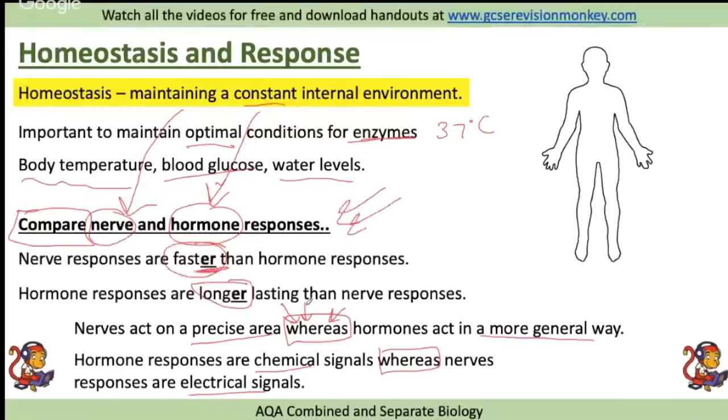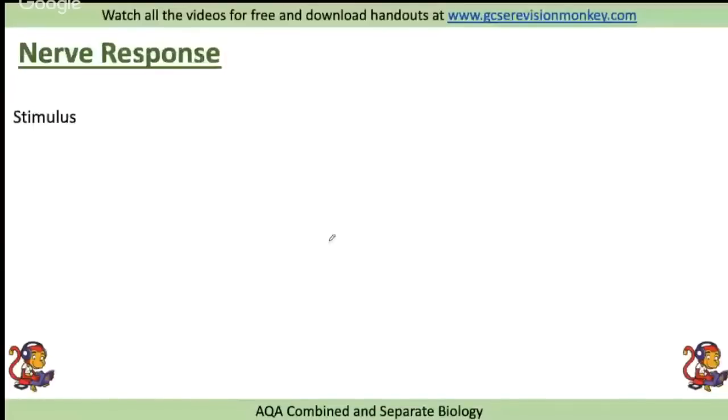Let's delve into a little bit more detail about nerve responses now. So it starts off with a stimulus. Now that is any change in the environment. It could be a chemical stimulus, it could be light, it could be sound, or pain, for example. Something to do with your senses. The first stage in the nerve response is the receptor. So you have receptor cells in your body that detect a change in the environment. And these are sent along the first neuron, which is the sensory neuron. So think to yourself, if you're sensing something, you're using the sensory neuron first.